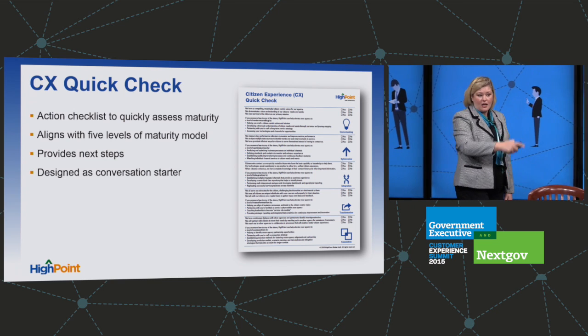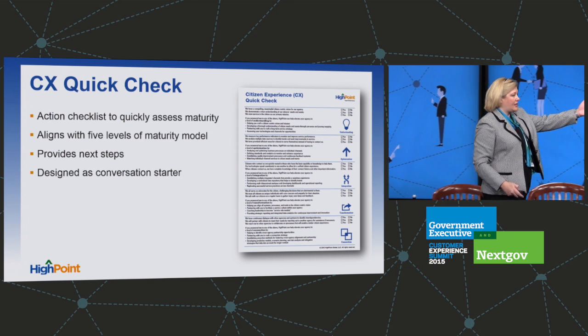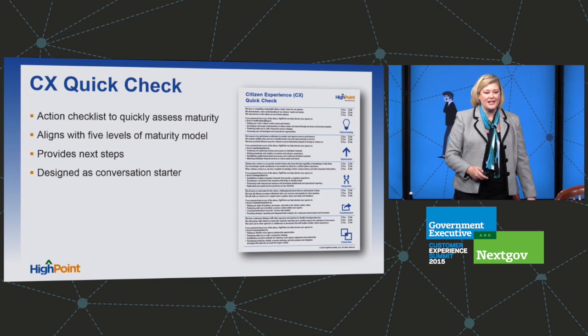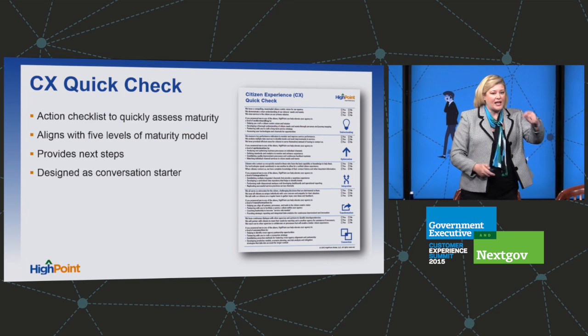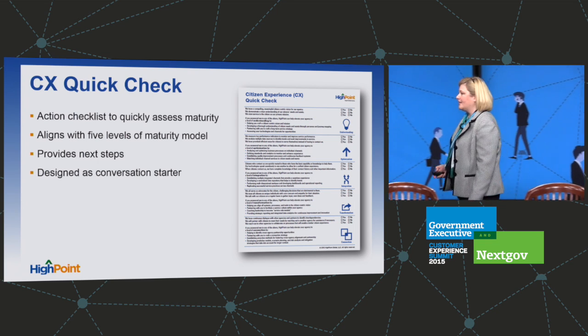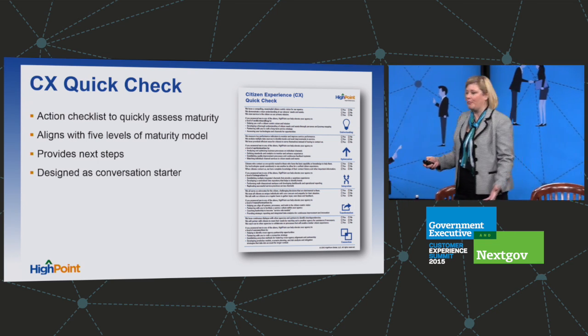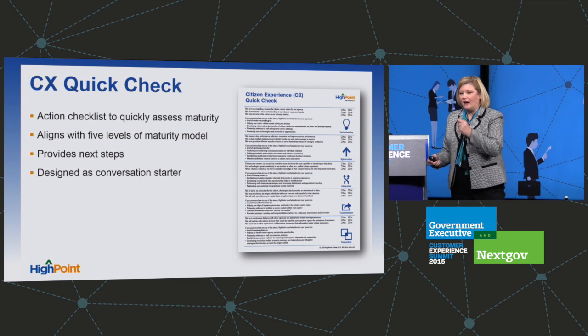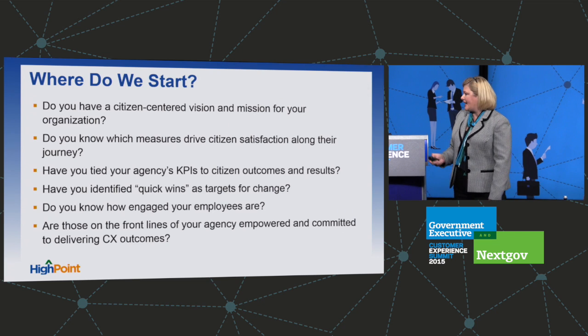In your packet on your chairs, you have a CX quick check that we've provided. If you don't want to go through the full-blown assessment, take 10 minutes. Check the boxes off. This is the Cosmo quiz version. It won't tell you how to be a better kisser to your boyfriend or girlfriend, but it will give you an assessment in a very short amount of time of where you stand in terms of CX.